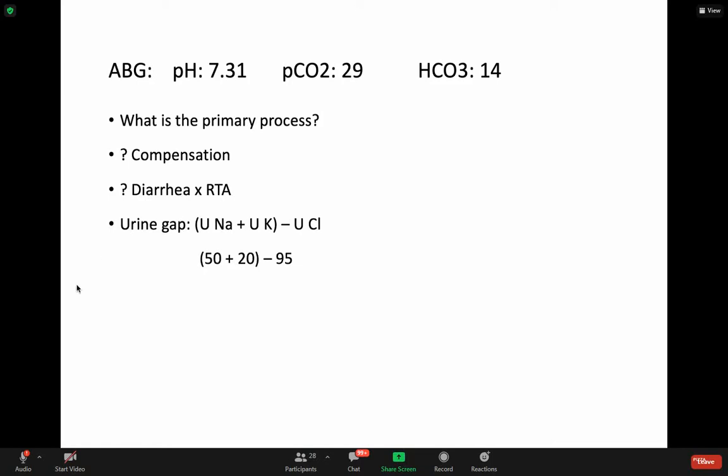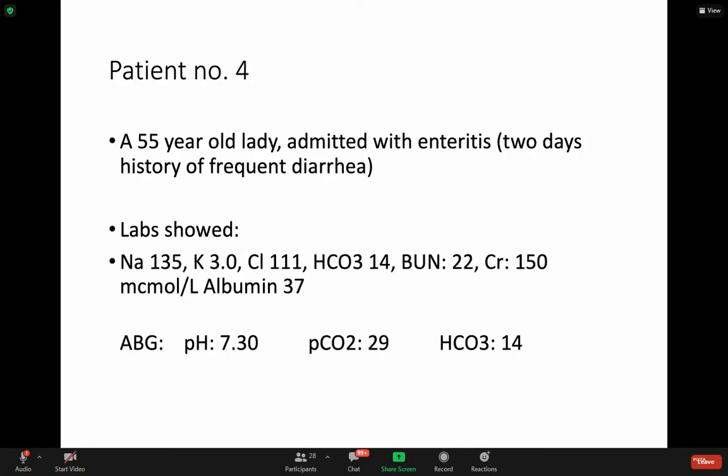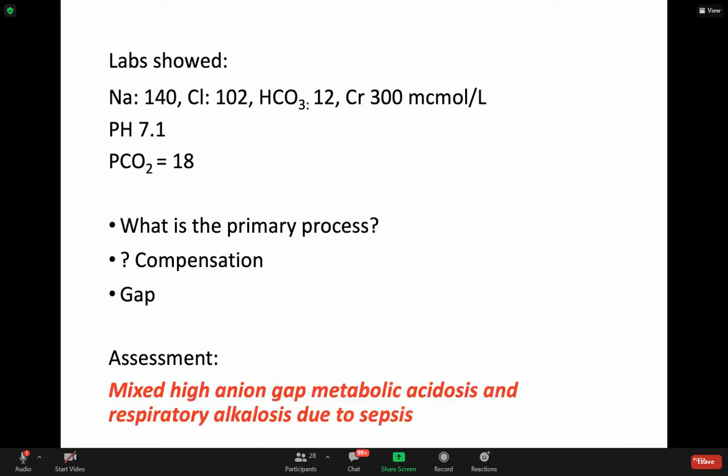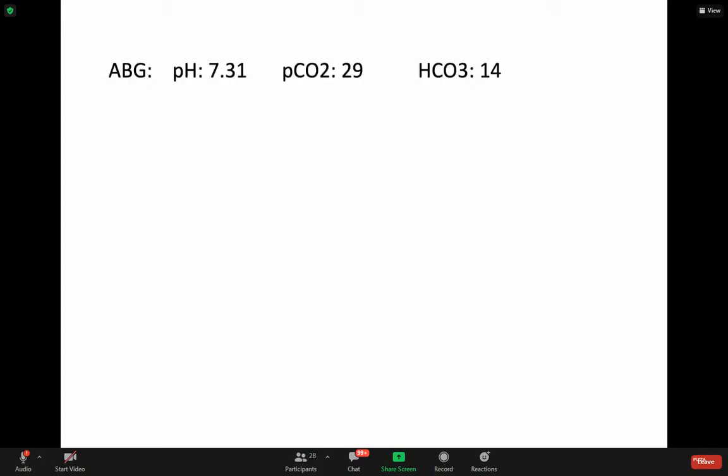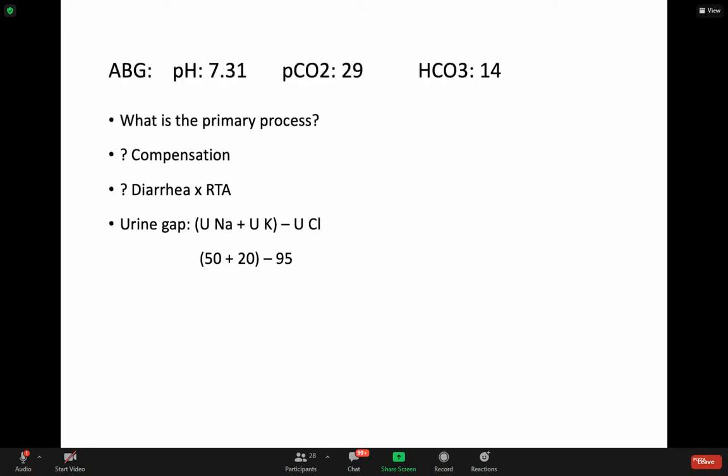في الاكزامبل اللي قبل شوي، خليني أقول مثلا أن اليورين صوديوم كان 50 واليورين بوتاسيوم كان 20 واليورين كلورايد كان 95، فتكون النتيجة هنا نيجاتيف يورين اناين جاب and this is in the context of normal anion gap due to diarrhea. طيب اوكي، هذه additional. اليورين اناين جاب أفرق بين الار تي اي وبين الدايريا لأنهم كلهم يعطوني normal anion gap metabolic acidosis.